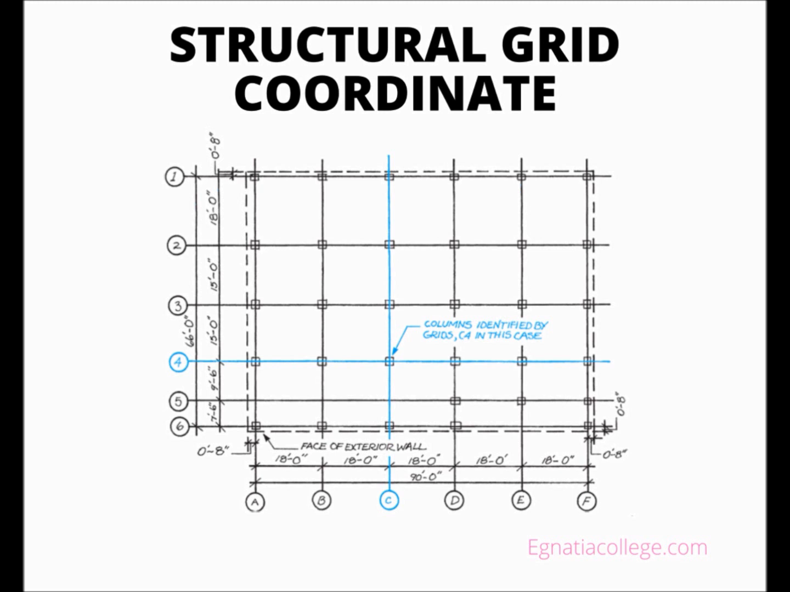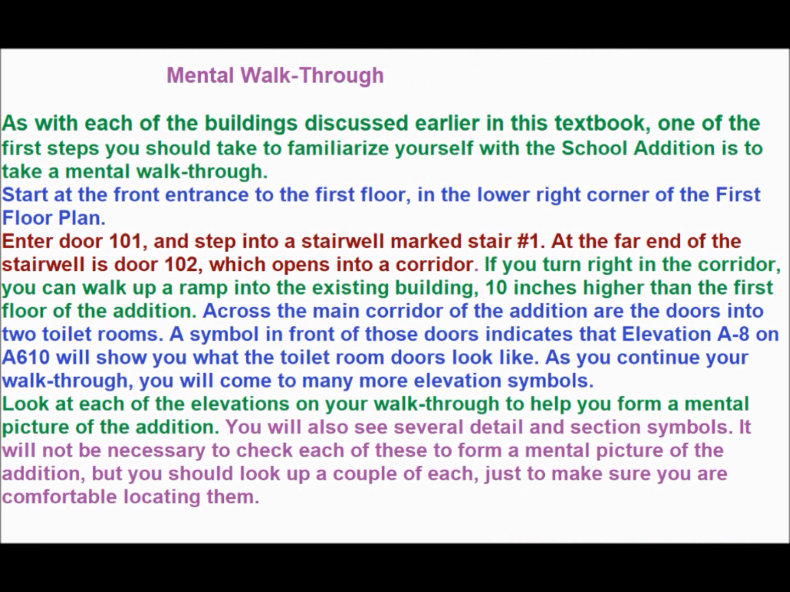The dimensions from the grid lines to the faces of exterior walls are usually given at the corners of the building. Interior partitions and other architectural elements may be located by dimensioning to the faces of these exterior walls, which are referenced to the structural grid.